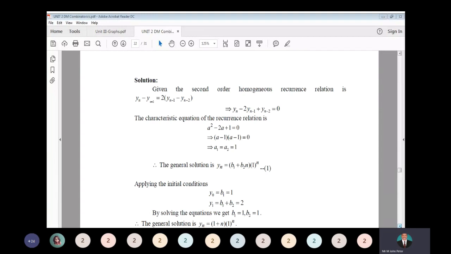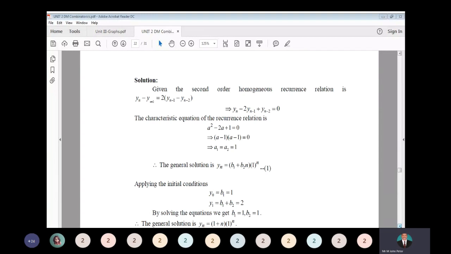So y n as a pure constant coefficient, then minus 2 into a for the middle term, and y n plus 2 as a square. This gives a square minus 2a plus 1 equal to 0. Solve it, a quadratic equation with a as the variable. You'll get a minus 1 into a minus 1 equal to 0, where a1 equal to 1 and a2 is equal to 1.